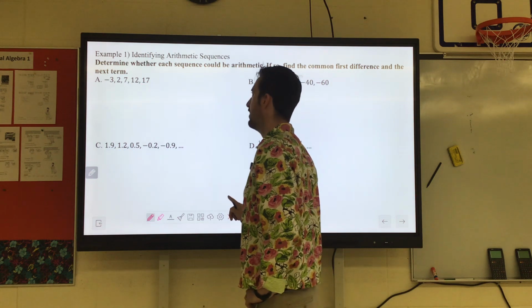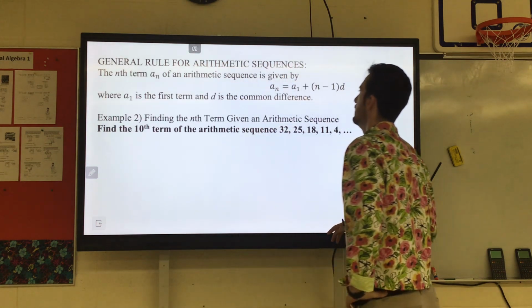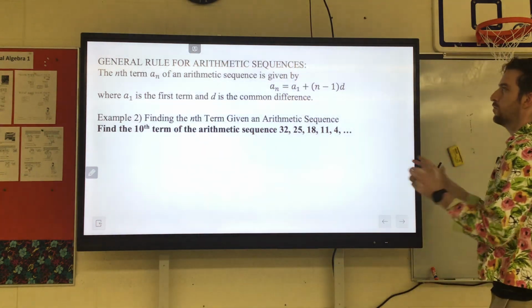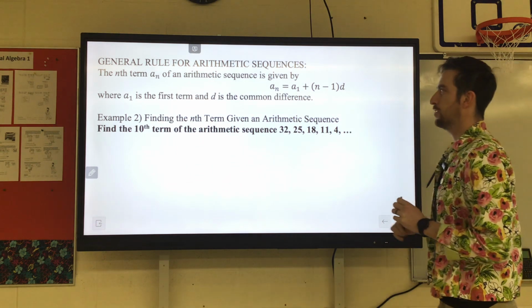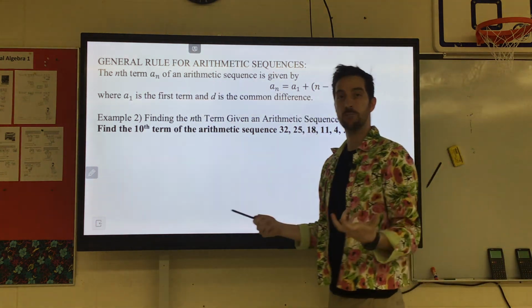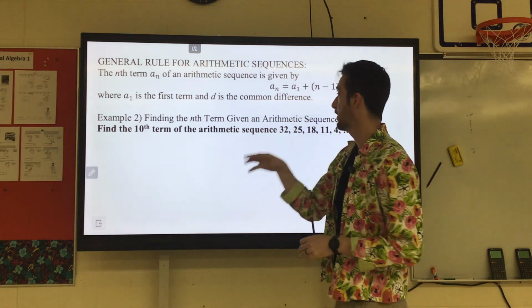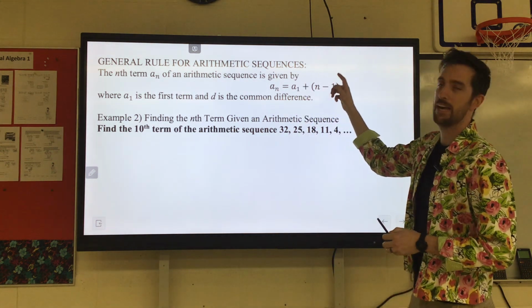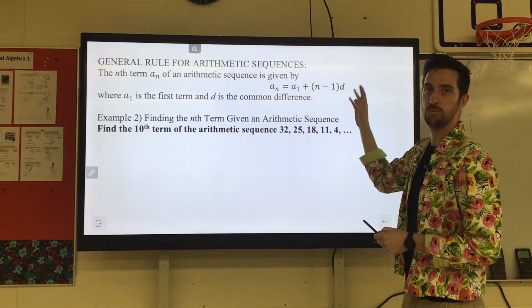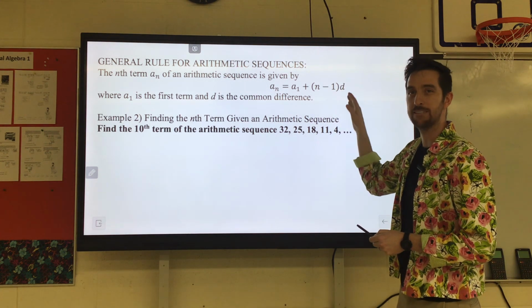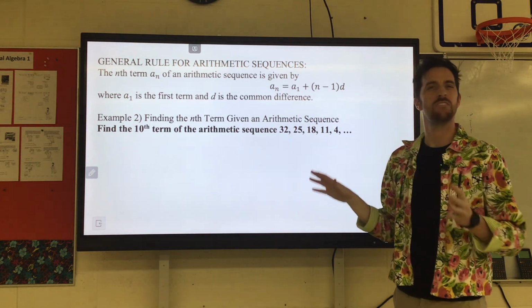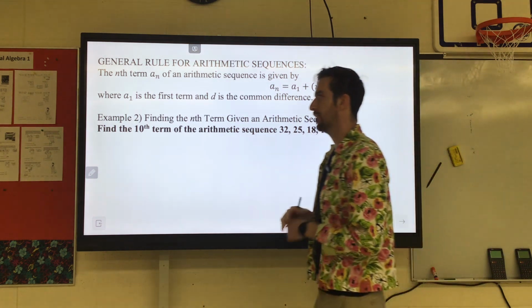Fun! All right, so here's the general rule for an arithmetic sequence. Remember, a sub n is like the term number of this sequence. A sub 1 is always the first term, plus, and it's always going to be n minus 1, the term number minus 1, times d. d is the common difference. Once you see it set up a couple times, you'll think it's pretty easy.